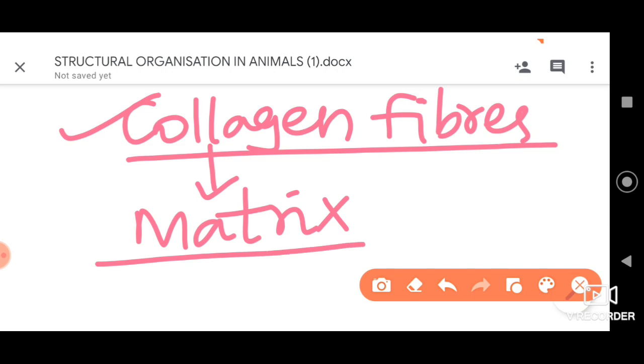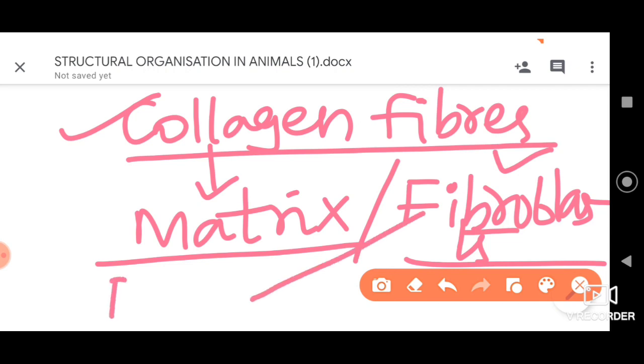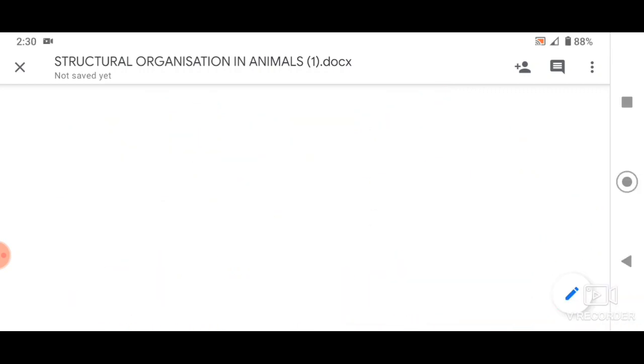And furthermore, let me tell you, other than the collagen fibers, we can also find the cells called fibroblasts. These fibroblasts are arranged in rows. Alright. And where can we find these fibroblasts? Between the collagen fibers. Okay. So let me show the diagram of how it actually looks.